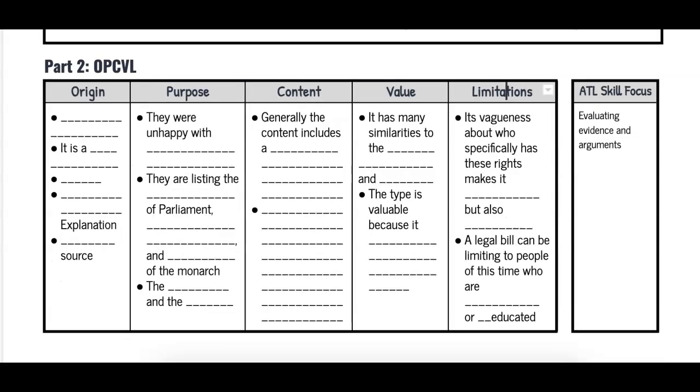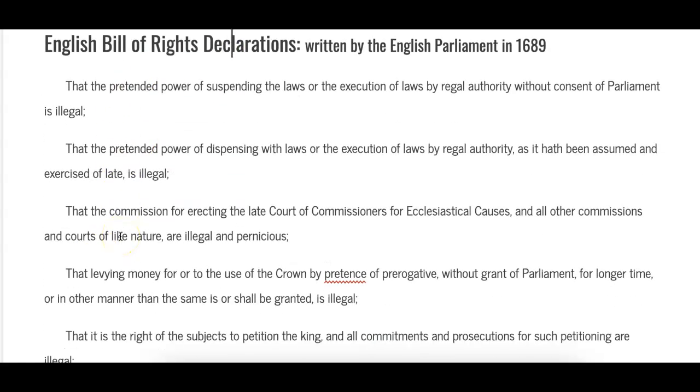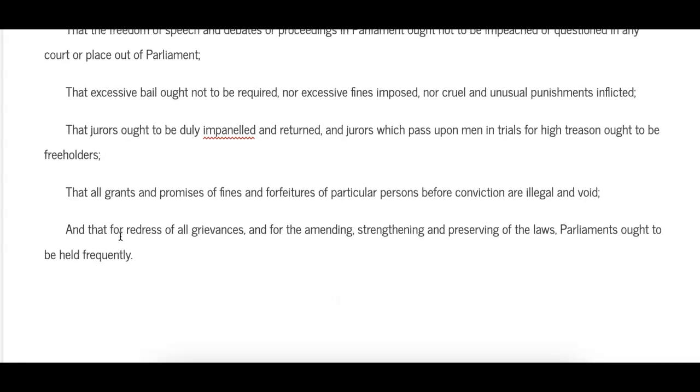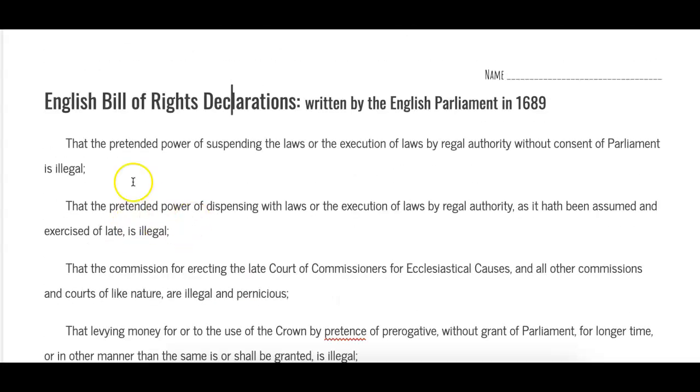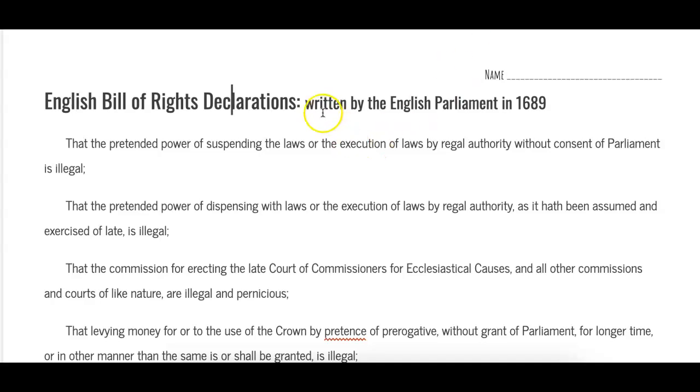So the document we're evaluating is this text on the English Bill of Rights declarations. These statements were made by Parliament to limit the powers of the monarchy. So let's start with the questions in the origin section. The first question is, who is the author? I can look at my document and I can see that it was written by the English Parliament. Remember, that's the government, or kind of Congress governing board, of, at this point, only men.